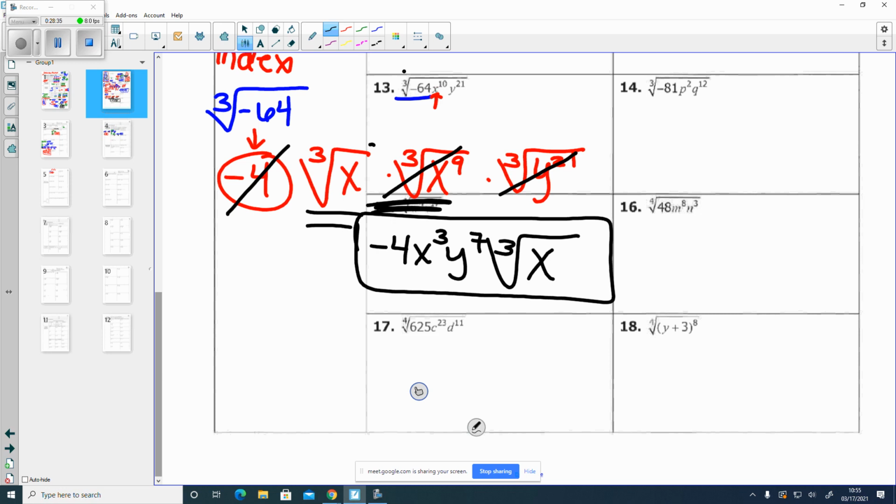So the index is 3, right? The 9 was the 10 minus 1. So I split it. And the reason you want to do that is because you need this to be a multiple of the index. Otherwise, it won't go in.